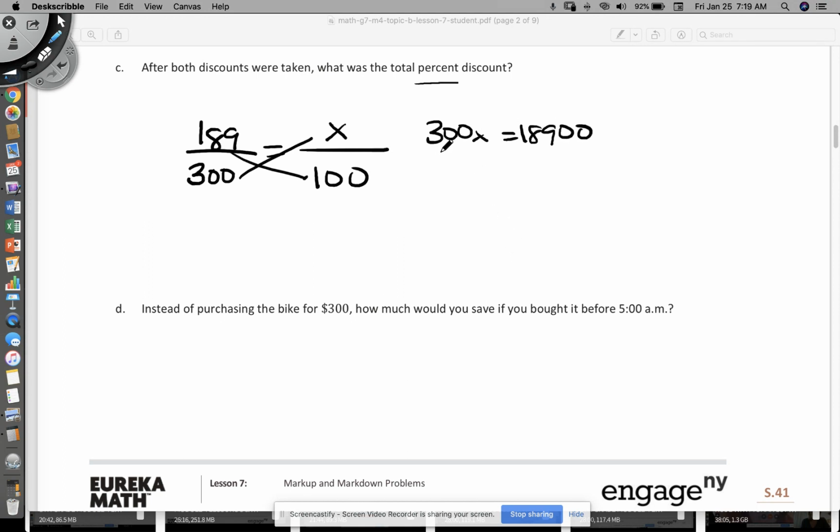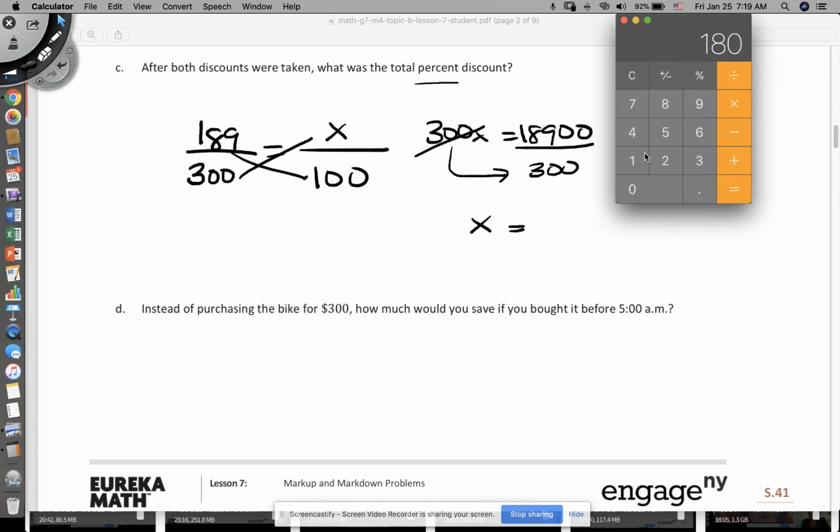This is asking me 300 times what gives me this? Well, I don't really know. So when we don't know, we divide, and that gets rid of the 300 there. You divide this out, and just to show you on your calculator here, okay, so we're going to say 189.00 divided by 300. You're going to get 63. Now, that's not a 63% discount. You pay 63%. So we had to pay 63% of that mountain bike.